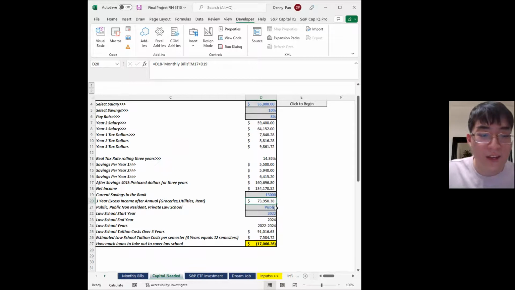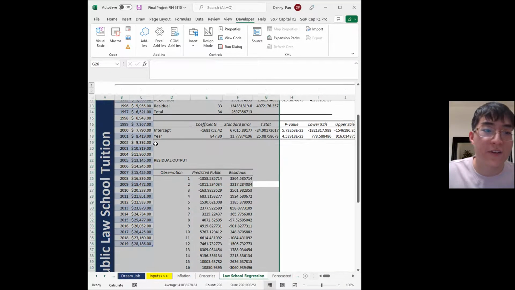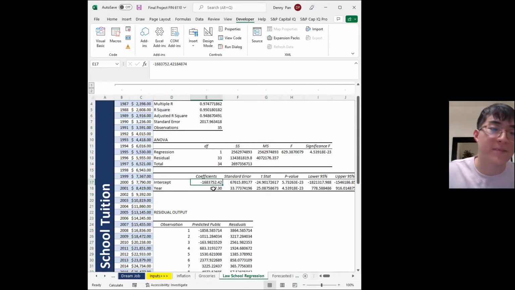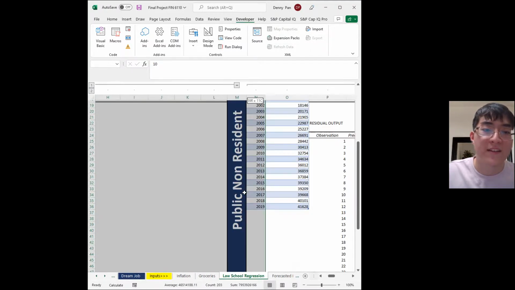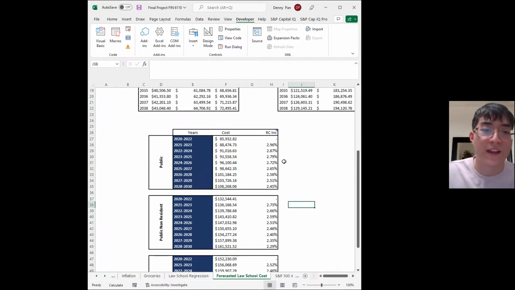From here, we will take a look at my other tab, which says law school regression. Like I was saying earlier, this is pretty much the mx plus b. We're trying to forecast law school costs here. This is for public law school, and I have them grouped: this is public non-resident, and this is private. You can see that in here and forecasted.